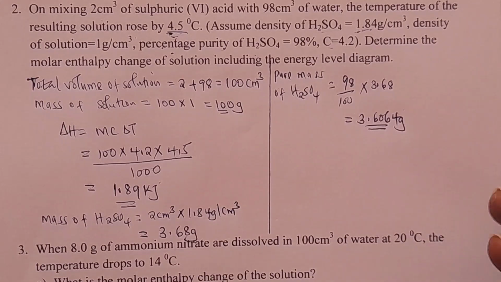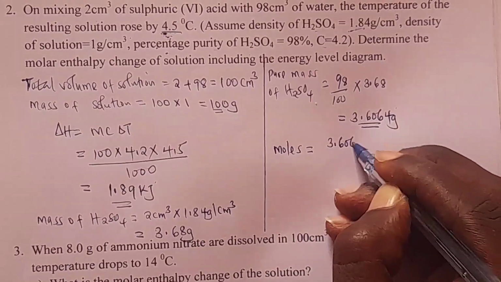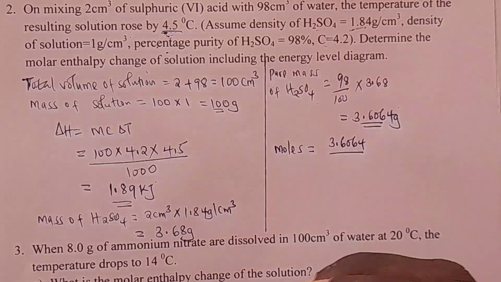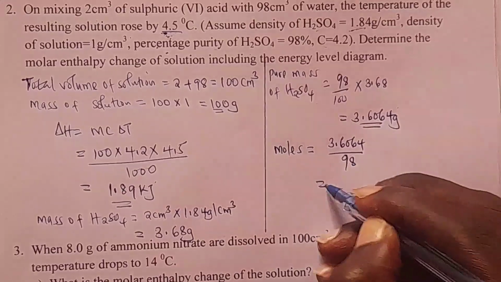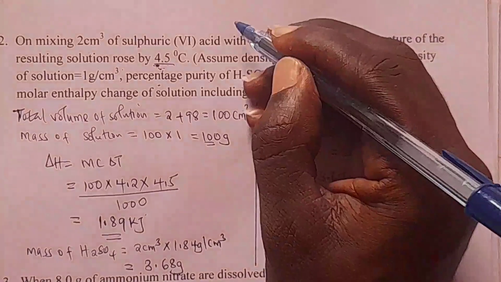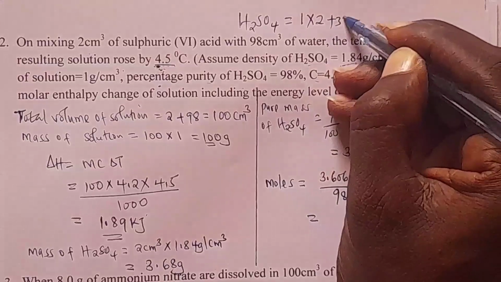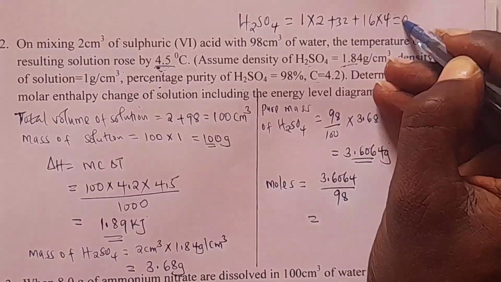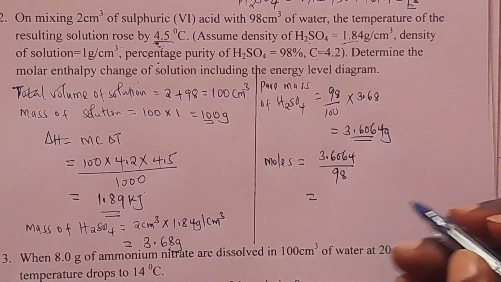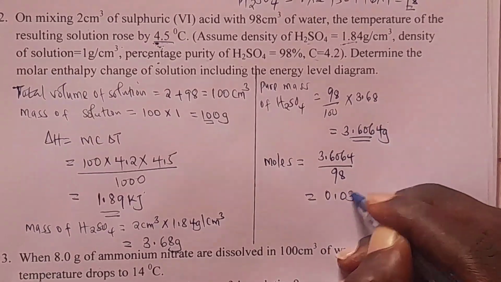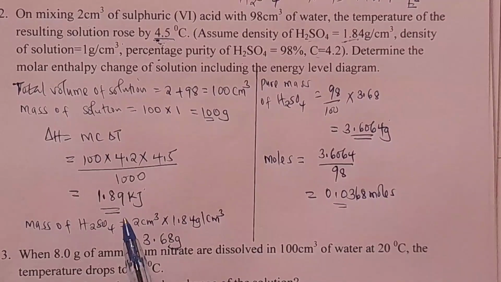So if we now have the mass of sulfuric acid, we can get the moles of sulfuric acid. Remember, moles is given by mass, that's 3.6064, divided by the molar mass. The molar mass of sulfuric acid is 98. It has not been given in bracket, but we can get that by writing sulfuric acid as H2SO4. That means 1 times 2 for hydrogen, plus 32 for sulfur, plus 16 for oxygen times 4. This will give us 98. When we divide the mass by the molar mass, we are going to get 0.0368 moles.